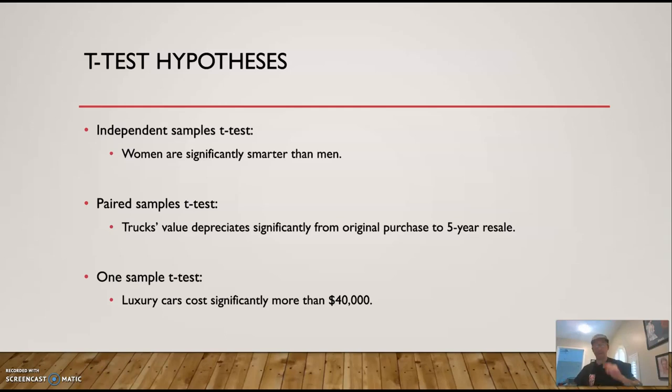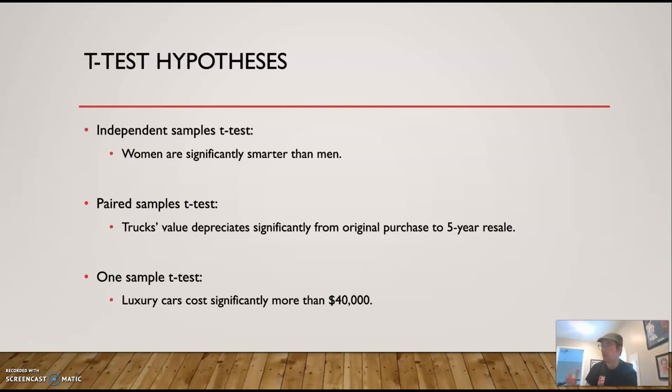So anyway, paired samples test. This is going to be when you're kind of examining before and after, or two groups that overlap a little bit. It's uncommon. Let me go ahead and throw it out there. This would probably be the least common hypothesis of the ones we're talking about today. So, and this is not really psychological research, but for example, truck's value depreciates significantly from original purchase price to 5-year resale value. Right? So what we're saying basically is if you buy a truck, any truck today, it's going to be worth significantly less in 5 years.